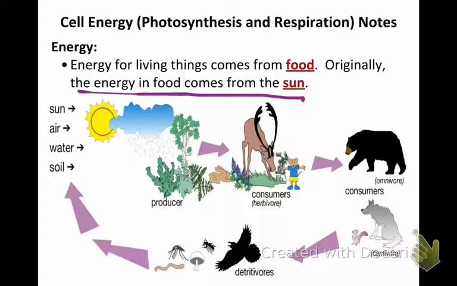Can we get energy from the sun directly? Besides a tan? No. Okay? So we have to eat other things to get the sun's energy, right? So you see, we have the sun, air, water, soil. The sun and the rain goes on to the producers, which are the plants. The consumers then eat the plants. Some of the consumers eat the other consumers and the producers, okay? And so on and so forth.